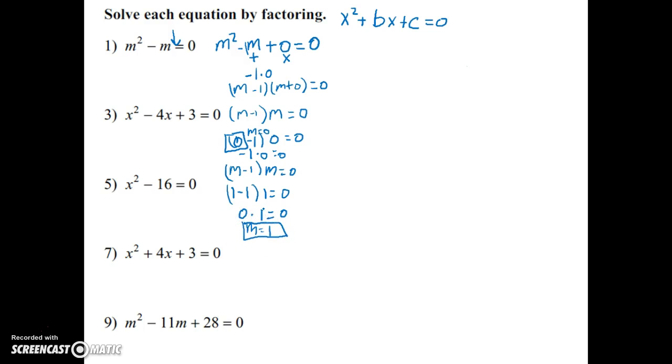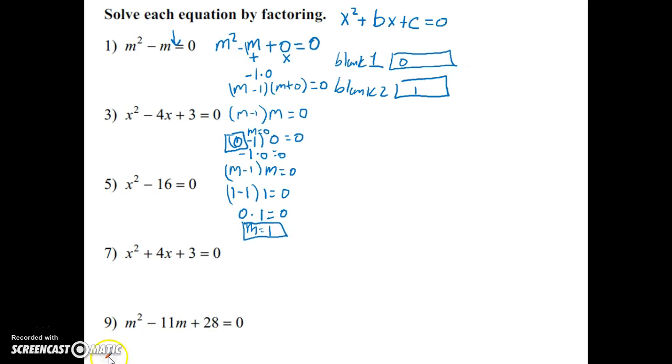When I write my solutions, I will go ahead and write them in numerical order, so smallest number first. So in Schoology, you'll have blank 1, and in blank 1, you'll type 0, and then you'll have blank 2, and in blank 2, you will type 1.